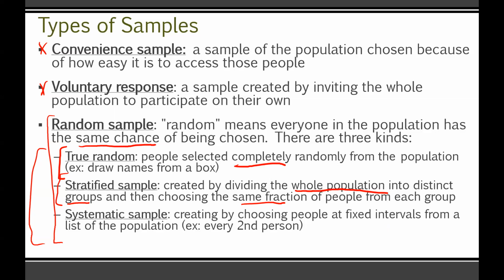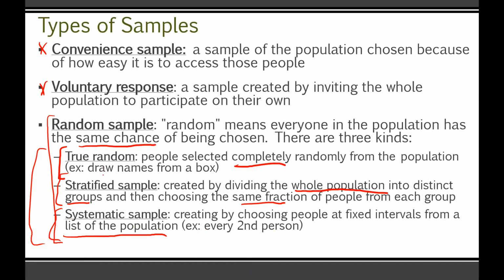The last type of random sample is something called a systematic sample. This is created by choosing people at fixed intervals from a list of the population. So that would be a case of saying, you know what, we're going to get a whole list of everyone in the whole population. So maybe if you made a list of everyone in the school and you said, I'll pick every second person. So it's still a random sample because there was just a random rule that you applied. It's just there's some order and system to it, right?